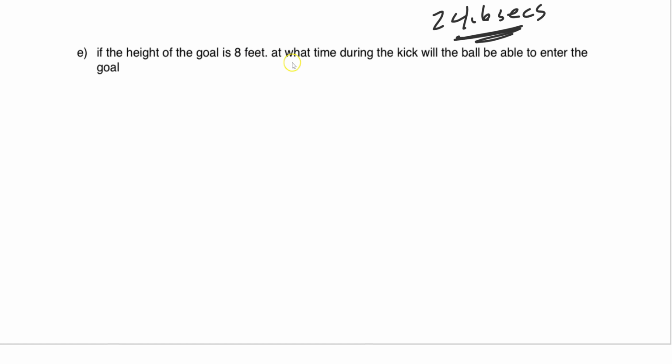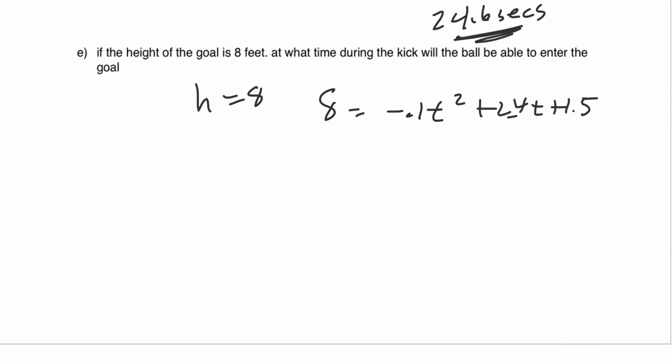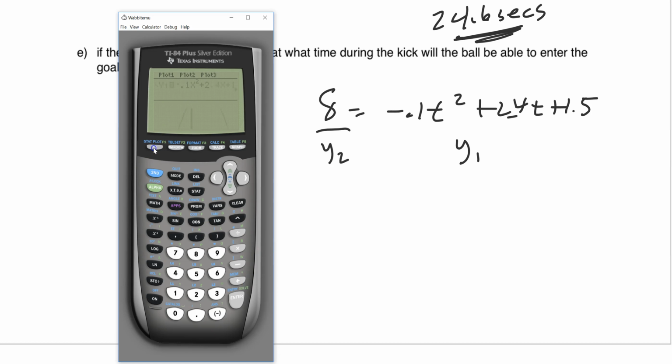If the height of the goal is 8 feet, at what time during the kick will the ball be able to enter the goal? So in this case, my height is going to be 8 feet. So how long does it take to get to 8 feet? It's actually a very similar equation. Now I have two things here. I already have this one graphed, and I'm going to graph this one also. I could set it equal to 0 and do it again, but the easiest way is just to graph that one also. So I'm going to go to y equals. Let's make this an 8.